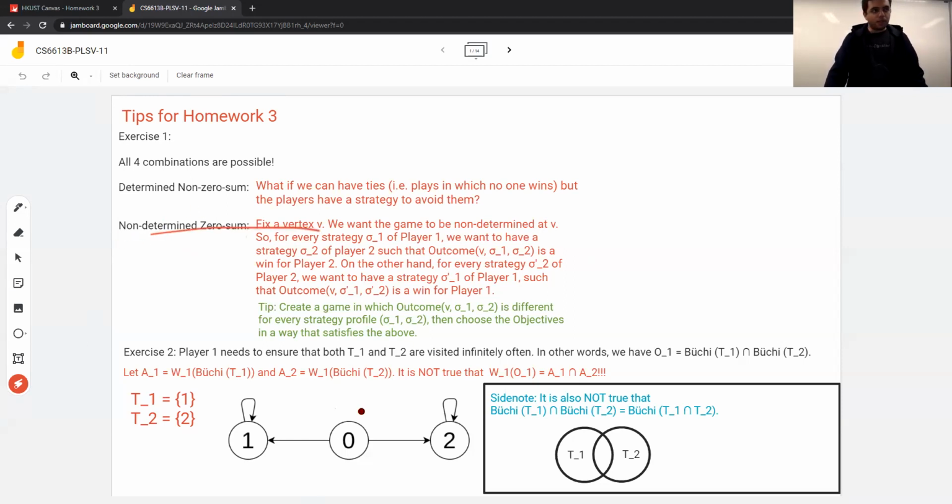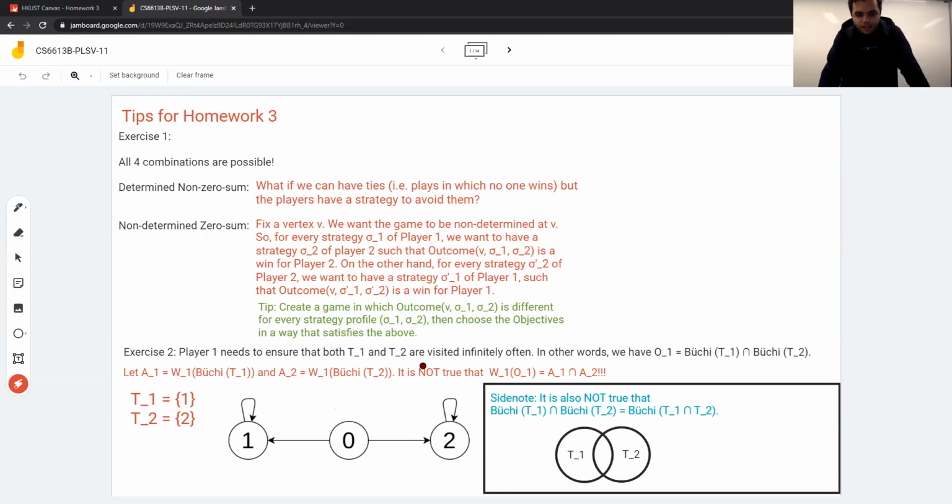Should we specify them too, or is it enough that we just keep the graph of the game? As long as you can prove that it's non-determined and zero sum. No, I mean, should we specify each detail or just the graph is enough? Well, as long as it's convincing. I mean, especially if you're coming up with a large graph, I don't want you to draw all of it.